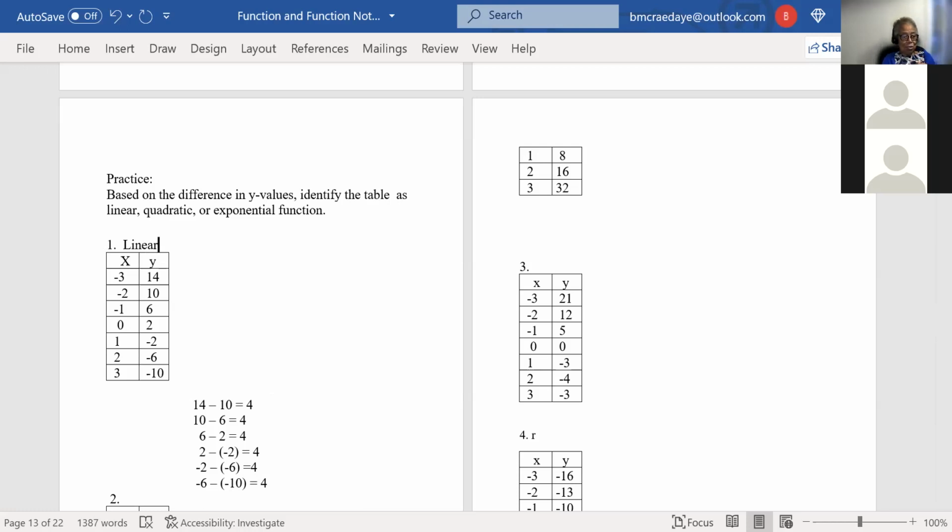All right. You took the difference of your Y values, and in all cases, you got a 4. Every case, the difference was a 4. So where the first differences are the same, you get a linear function. Okay. Questions? Okay, try number 2. Let me bring this one over to the other side so you can look at the whole table.